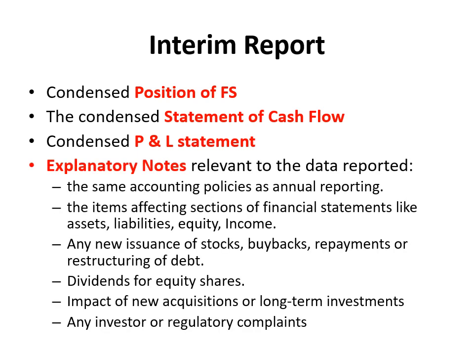So the next question is, what is the content of an interim report? The content of an interim report usually consists of the following items. The first one is the condensed statement of financial position. The second one is the condensed statement of cash flows, and then the condensed profit and loss statement, followed by explanatory notes relevant to the data reported.